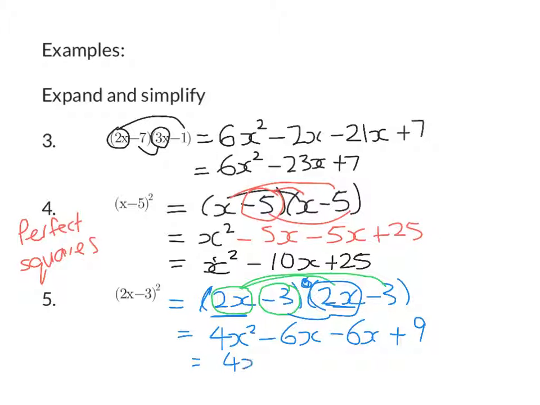It's worthwhile getting very fluent with the perfect square pattern so that you recognise it when we come to factorising in a couple of days. Okay, so we've got 4x squared minus 12x plus 9.